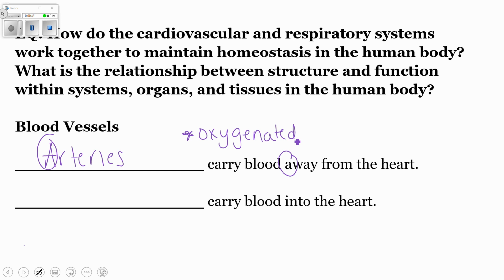The next blood vessel is going to be the veins. Veins bring blood into the heart. Again, this is going to be typically deoxygenated. This, though, also has one exception, and that's going to be the pulmonary veins. Pulmonary veins are transporting blood from the lungs back to the heart, so they do have oxygen in them.